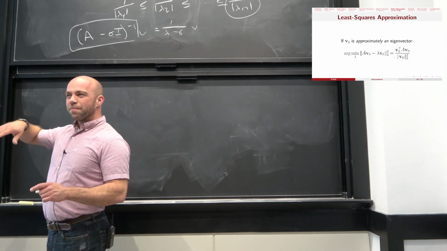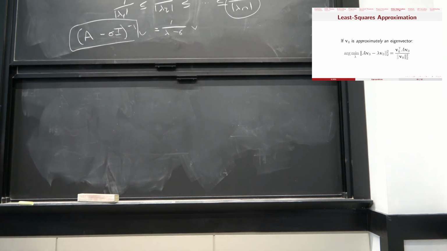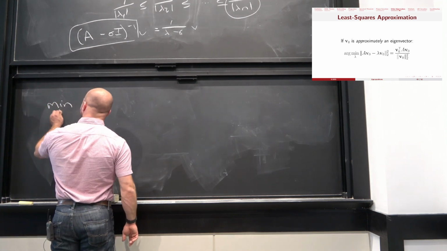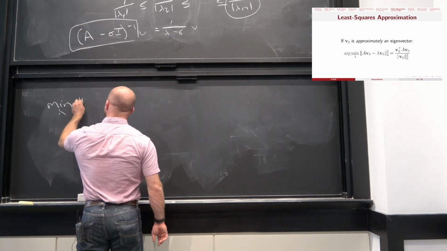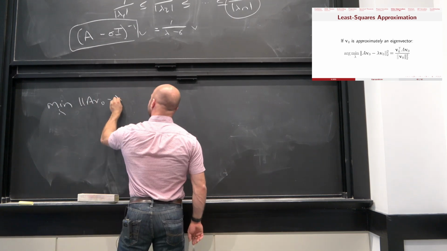Here's what I'm going to do. I do my eigenvalue iteration and get V naught, which is not quite an eigenvector, but kind of close. And we ask what is the eigenvalue that is closest to being the eigenvalue corresponding to V naught? It's a funny problem. So we want to solve this least squares problem: minimize over lambda the norm of A V naught minus lambda V naught.